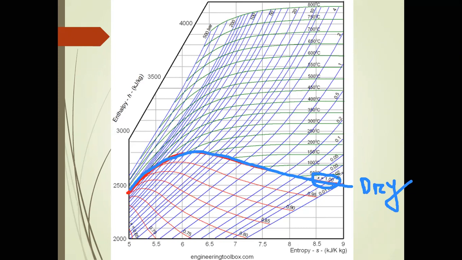Okay, so my student, x equals 1 equals the dry steam line. So this bold line is the dry steam line.